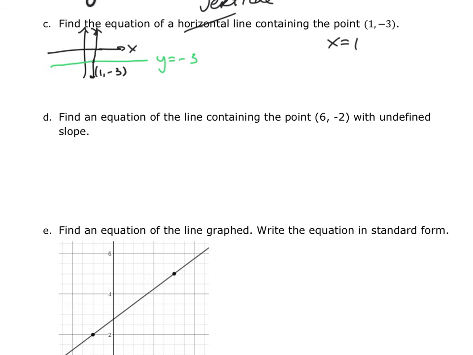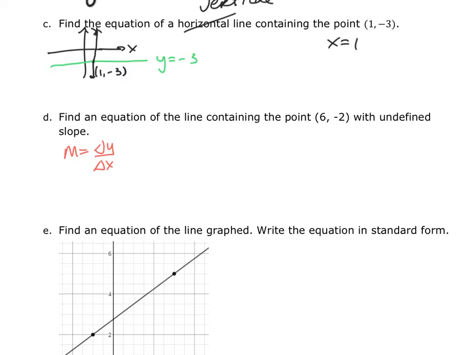So what about this one? I want an equation of a line with the point 6, -2 with an undefined slope. Now think about how we define slope. Slope is the change in y over the change in x. So think about how we determine the change in y and the change in x. Which one would this be for an equation of a line that goes through the point 6, -2 with an undefined slope?